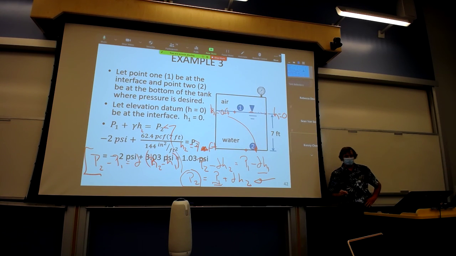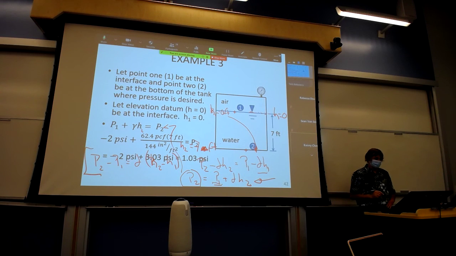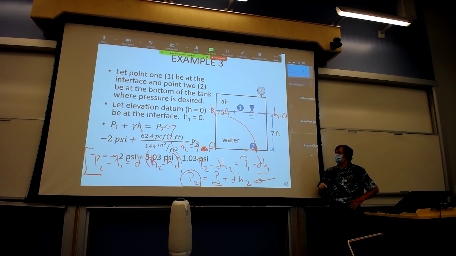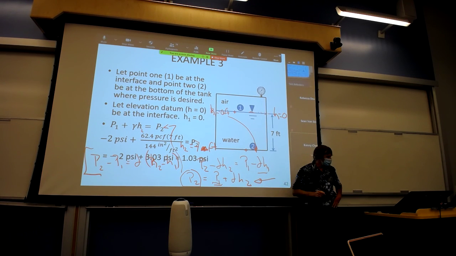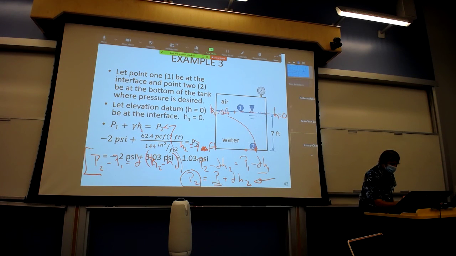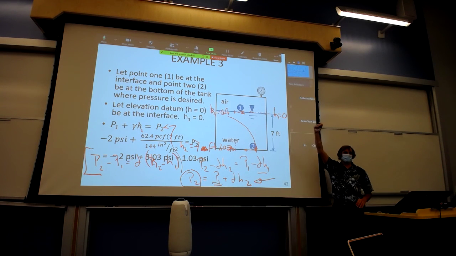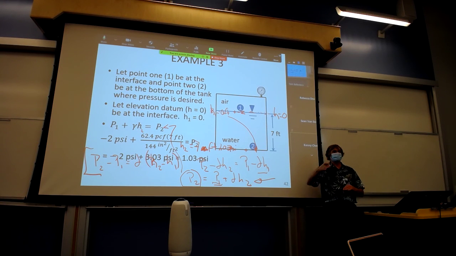And that means the pressure at the bottom is 1.03 psi. The change in pressure from the surface to the bottom is 3.03 psi. And so again, we went from minus 2 psi down to a positive 1.03 psi. So again, if you have minus 2 at the surface of the water and 1.03 at the bottom, somewhere between the two is 0. That's not a free surface because it's not an interface. It's just in the water. Is that possible? Of course it is.